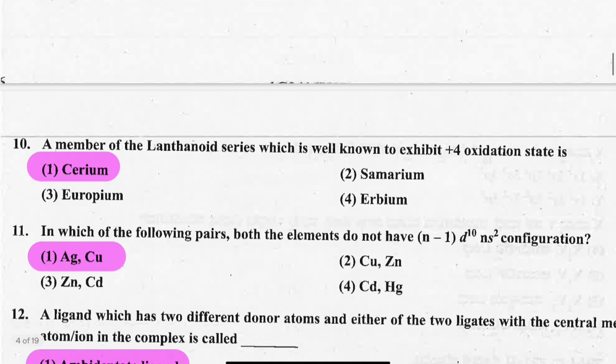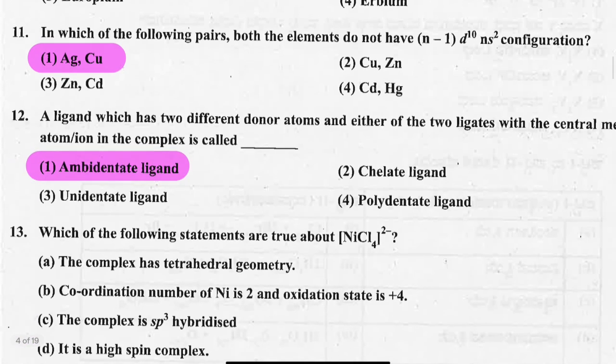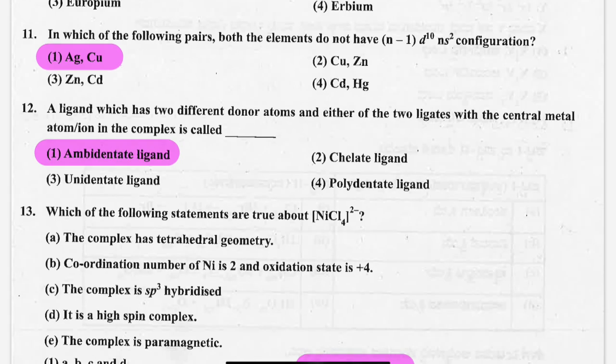Next, 10th question. A member of lanthanide series which is well known to exhibit +4 oxidation state is cerium. In which of the following pairs both the elements do not have (n-1)d10 ns2 configuration? So the answer option will be Ag and copper. 12th question. A ligand which has two different donor atoms and either of the two ligates with the central metal atom or ion in the complex. So the answer is ambidentate ligands.